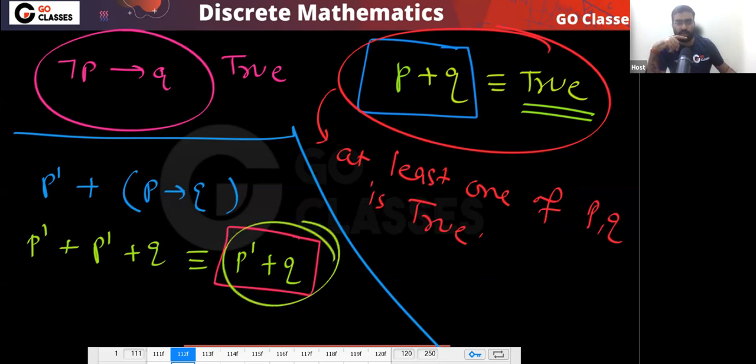Remember, this can be true also, and this can be false also. Do you agree? This can be true also. This can be false also. Because at least one of them is true. This question is saying at least one of them is true.